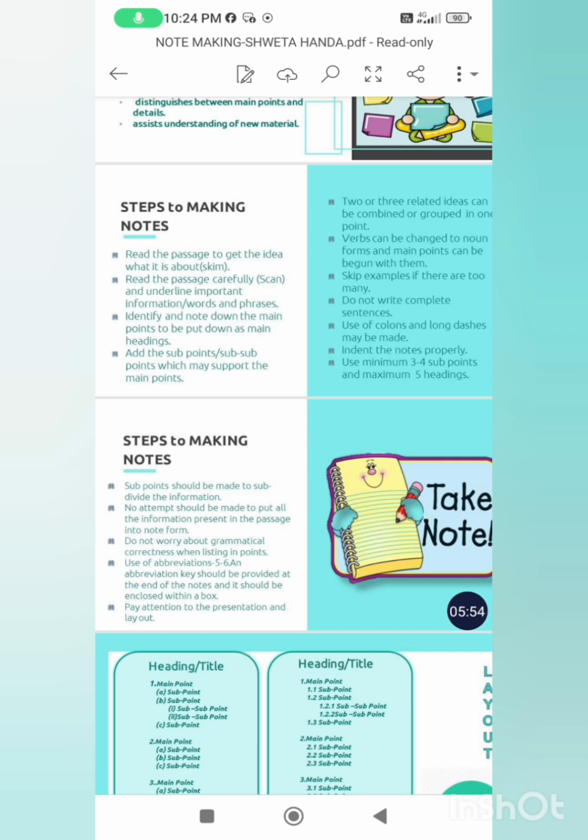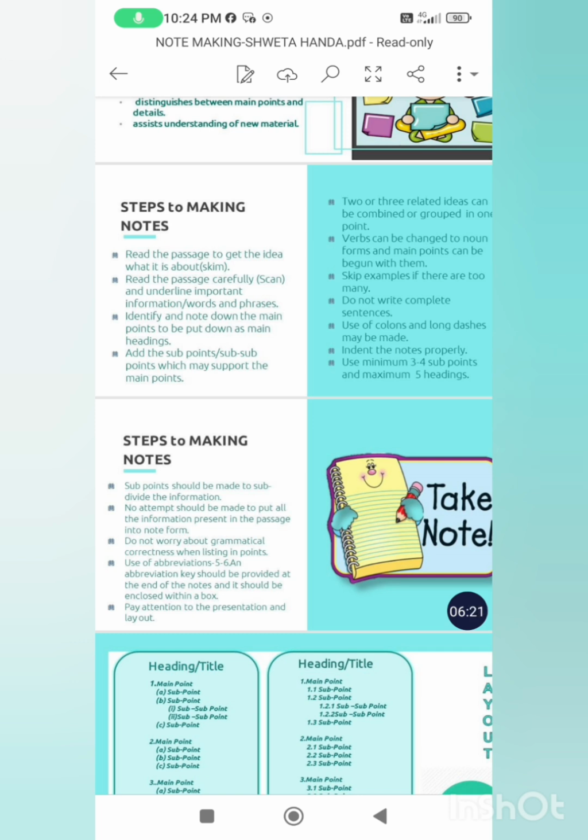Is that clear to all of you? All right, I hope it is clear. Now, you have to read the passage to get the idea what it is all about. Basically you have to skim. Then you have to read the passage carefully, then you have to scan. So to get the idea what it is about, what the passage is talking about, what the main framework is, it is called skimming.